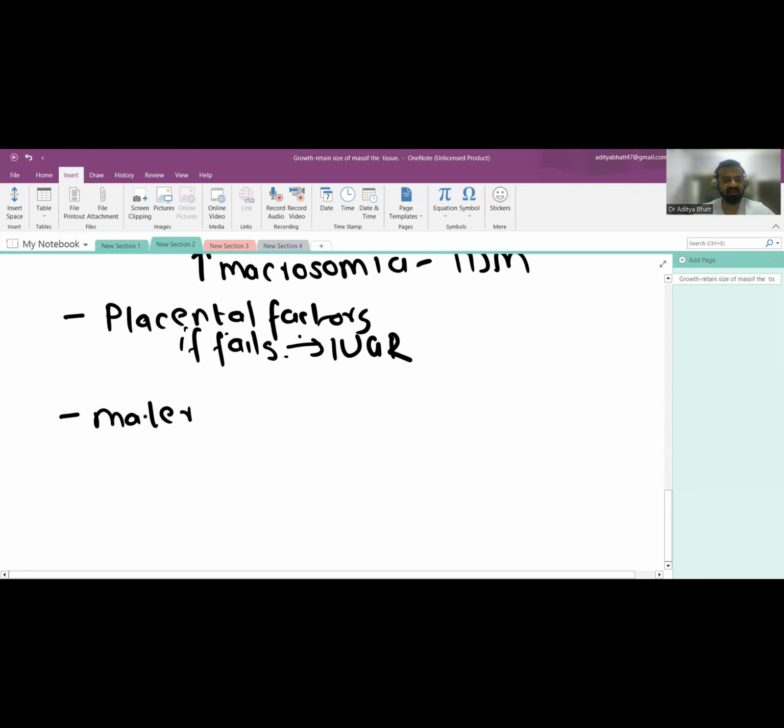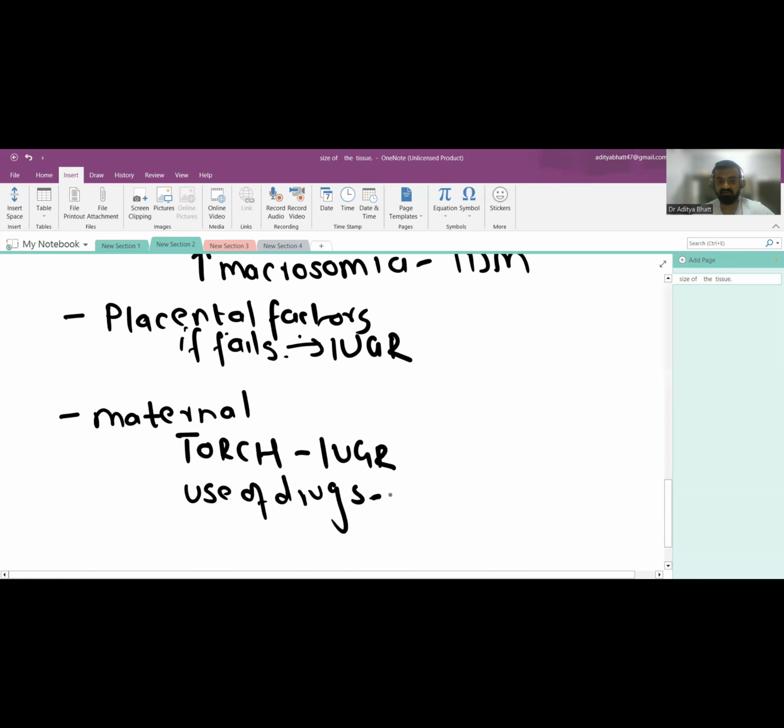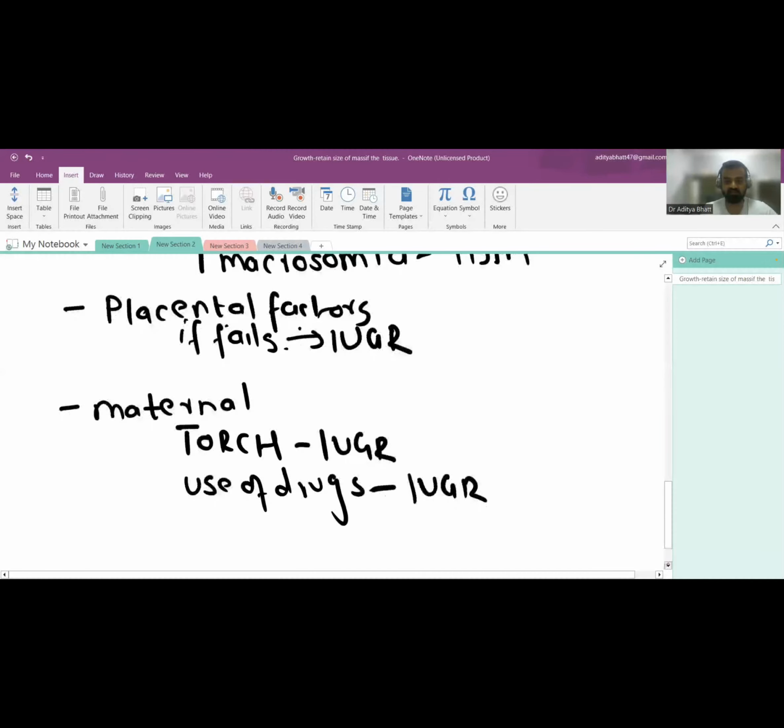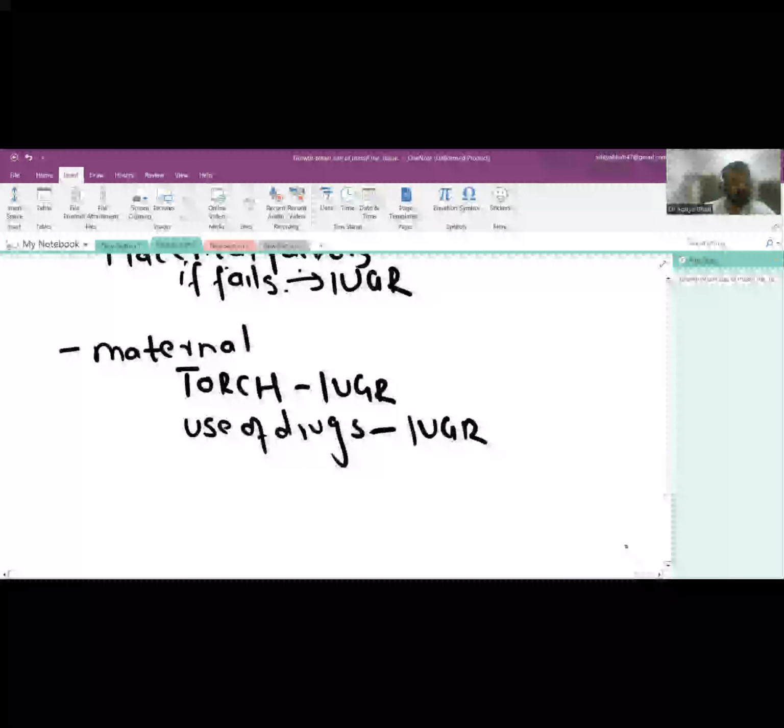Then finally, there are the maternal factors. Maternal infections like TORCH will lead to IUGR. Maternal use of drugs will also lead to IUGR or multiple birth defects. Even TORCH is associated with multiple birth defects. So again, the growth and the development is related to maternal drug use and maternal infections.